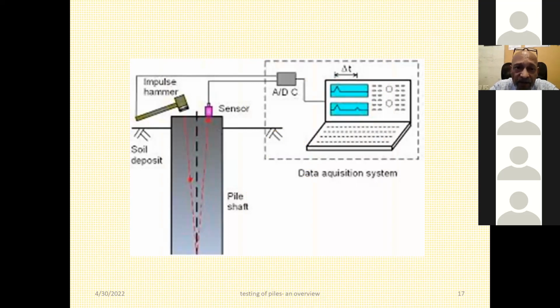This is the typical arrangement of data acquisition system for this kind of testing. There is a hammer, there is a sensor, and there is a computer system, because without a sophisticated computer program, it is not possible to analyze this kind of data. These are in microseconds. The travel is in microseconds, and the voltage and currents are in micro amperes or nano amperes. So very sophisticated computer systems are required for this.